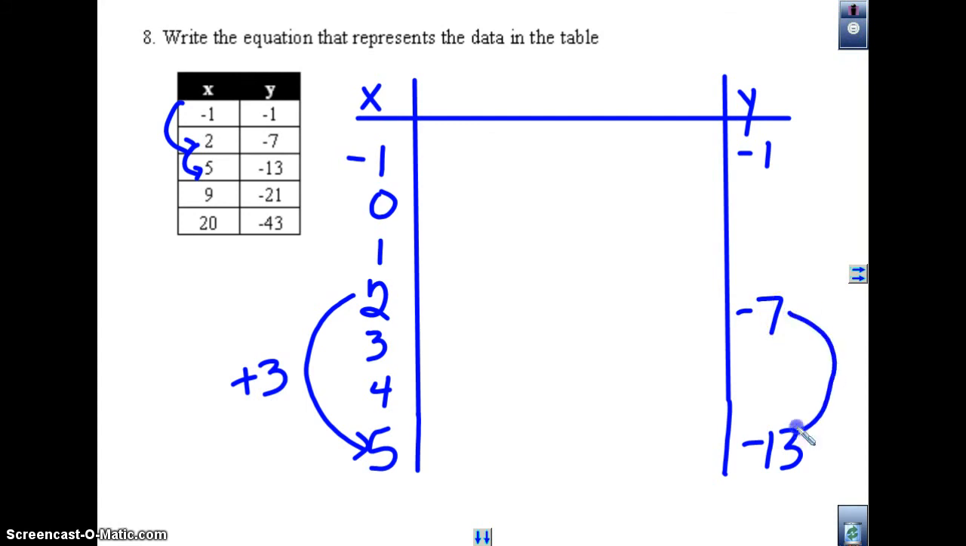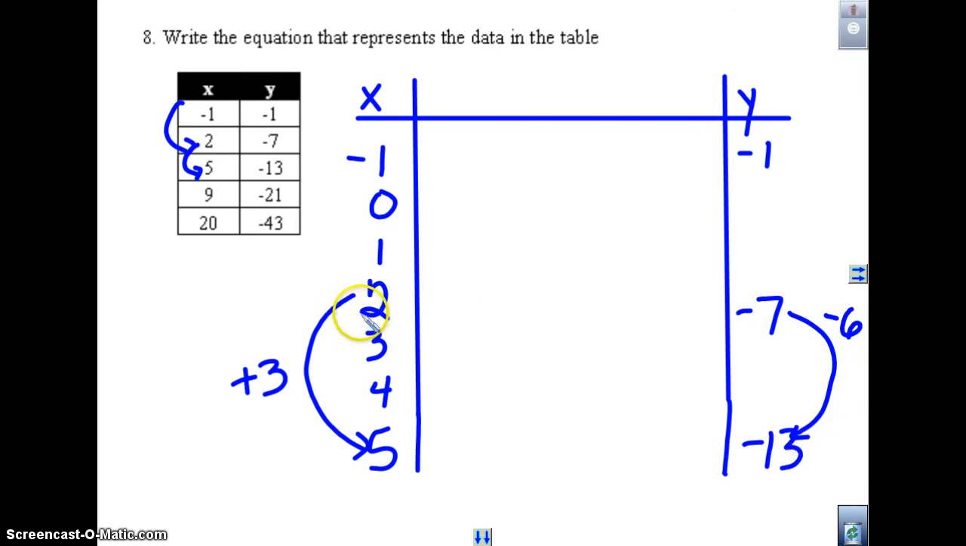From -7 to -13, are you increasing or decreasing? Yeah, from -7 to -13, that's getting smaller. It got smaller by how much? Yeah, we subtracted 6. -7 subtract 6 more gives you -13. So now I know what the change in my y was. Each time my x increases by 3, my y decreases by 6.